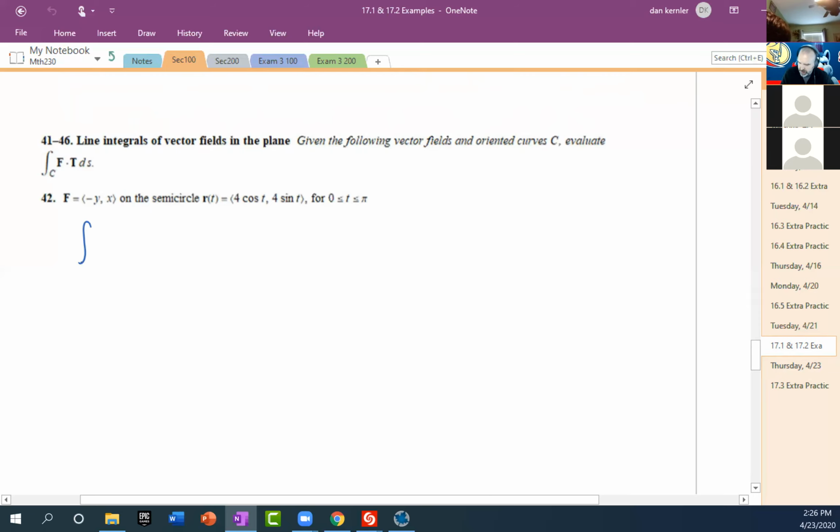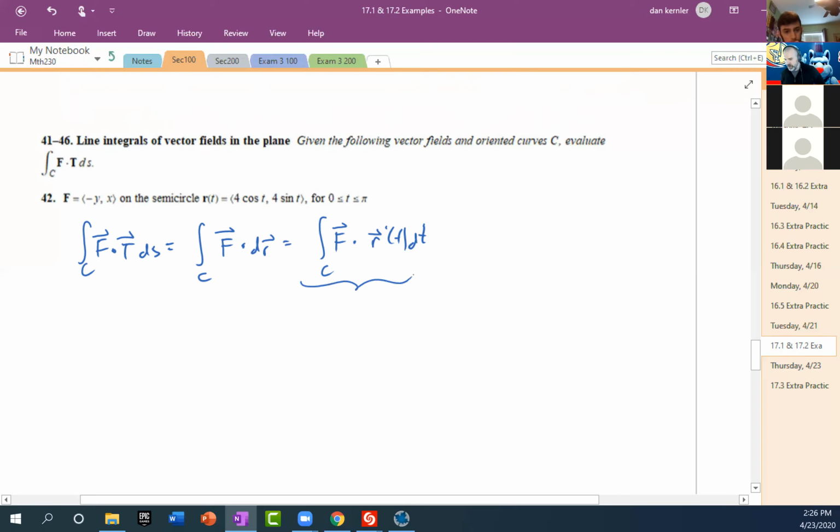Okay, so we're gonna find the line integral of f dot t ds. And really we don't use that to do it. What we do instead is do f dot dr, which is really f dot product with r prime of t dt. That's the version that we actually use to compute it.